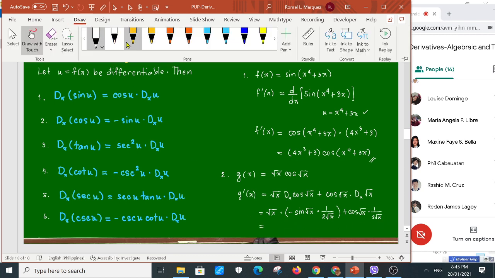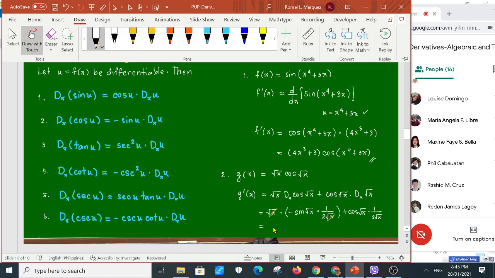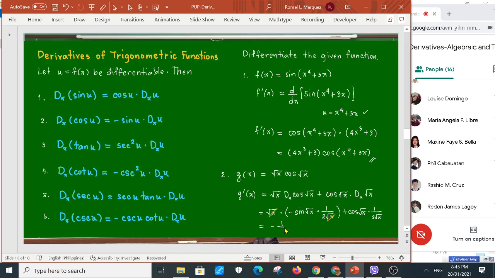So, I can cancel this, children, with this. And then let me write now negative 1/2 sine of square root of x. And then the second term, 1 over 2 square root of x times cosine of square root of x. Okay? That's it. We can no longer combine that. If you want, factor out the 1/2. Just look at whichever is in the choices, if multiple choice.